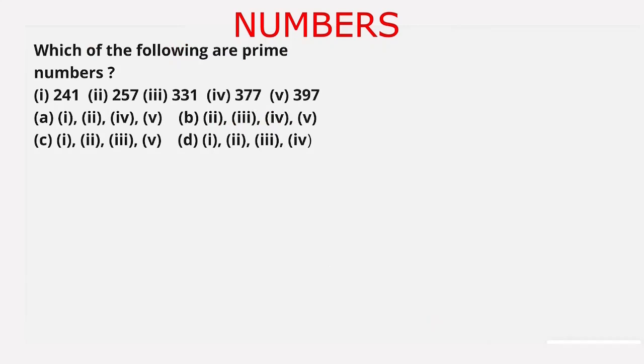The first number is 241. We will find a square number which is just more than 241, and that number is 17 squared. So we have to check the divisibility by all those prime numbers which are less than 17. So 241 being an odd number, it is not divisible by 2. The sum of digits is not divisible by 3, so it is not divisible by 3. As the ones place is not 0 or 5, it is not divisible by 5.